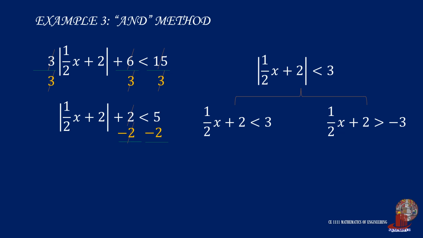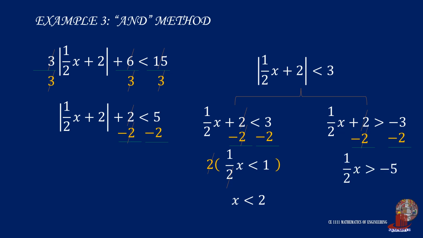Now, we focus on the original inequality. Subtract 2 on both sides to have 1/2 of x is less than 1. Then multiply both sides by 2 to have x is less than 2. The opposite inequality would also be simplified by subtracting 2 to have 1/2 x is greater than negative 5. Multiply the resulting inequality by 2, and it yields x is greater than negative 10. So x is taken as less than 2 and greater than negative 10.